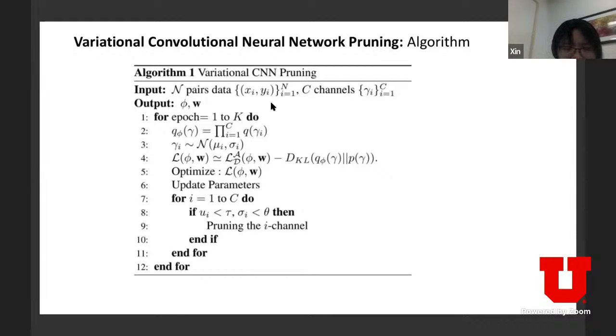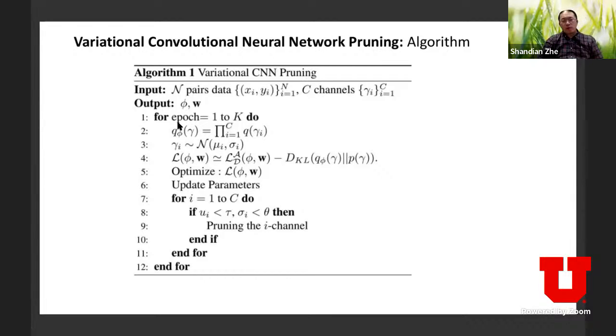Actually, there is one thing I'm also a little confused about. That's line 6, the update parameter. We know that for each epoch we have many iterations, many mini batches. To update the weight itself, we need to update the weight after each mini batch, but here it just mentions updating the parameter in each epoch. So I'm not sure whether they only update the scaling factor at the end of each epoch. I didn't find their code, so that's the thing I didn't figure out.